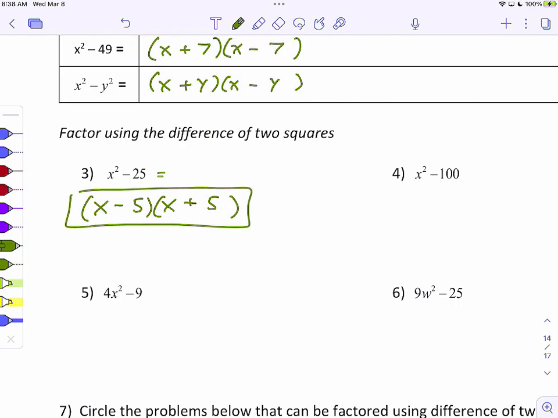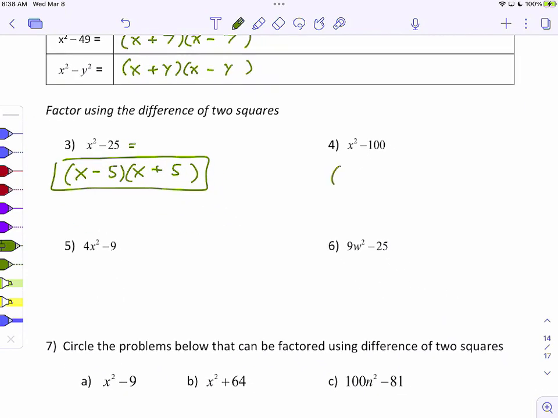If you're unsure about anything, use FOIL to check it. Those two things have to multiply to x squared. The two numbers here have to multiply to 100, and they have to be the same. So it can't be 2 and 50 or 4 and 25 or any other numbers that multiply to 100. It's got to be 10 and 10. And then one of them's plus, one of them's minus.